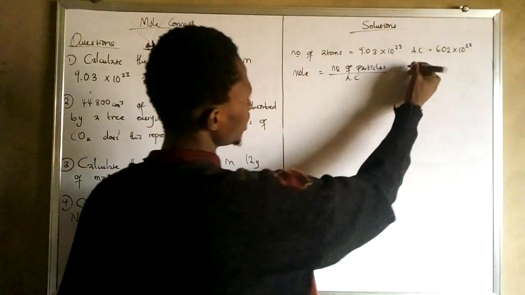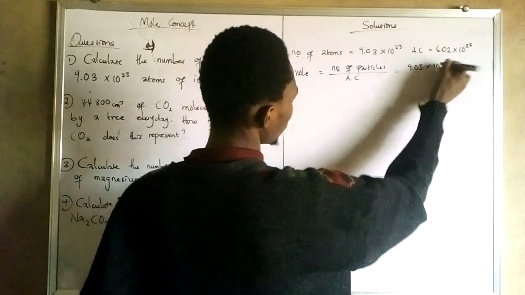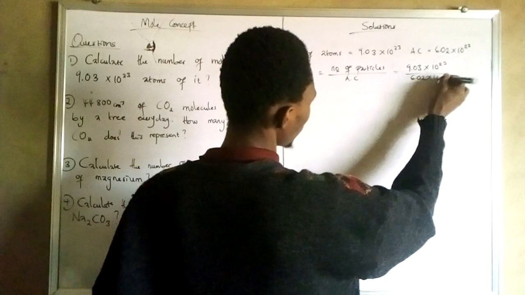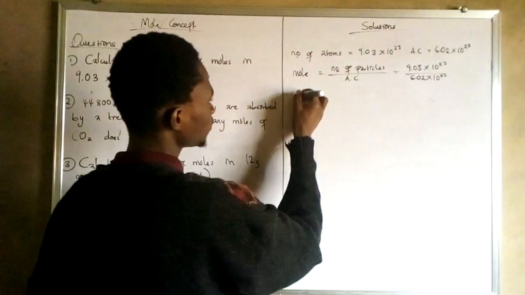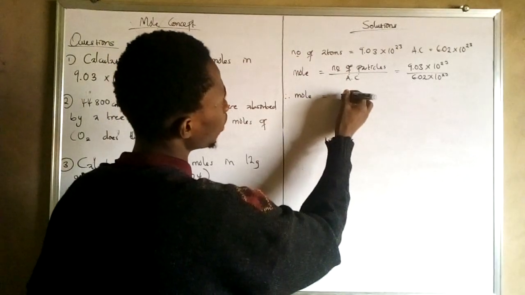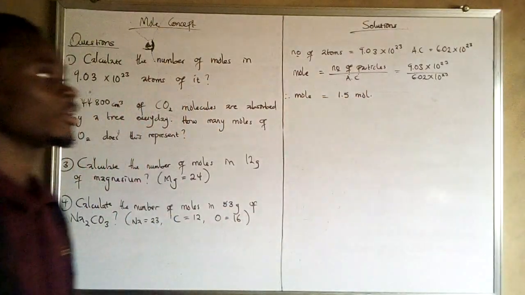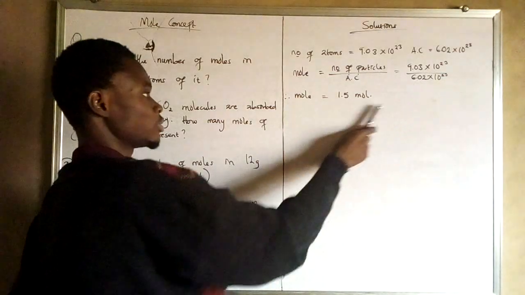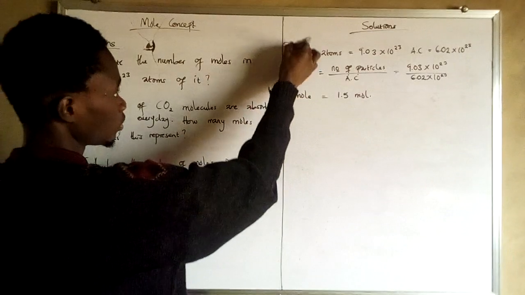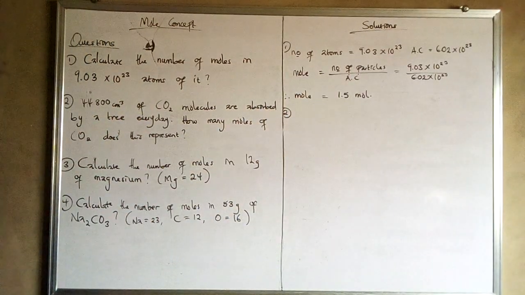Number of atom is 9.03 times 10 raised to the power 23. The Avogadro's constant 6.02 times 10 raised to the power 23. Therefore, the number of mole here is 1.5 mole. After calculating for this, we are going to arrive at this 1.5. That's number 1. Now let's go to the second question.